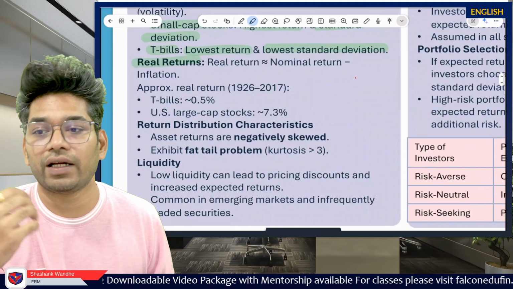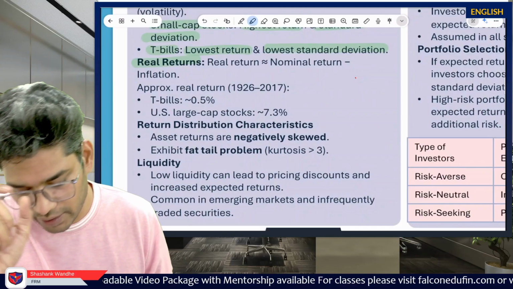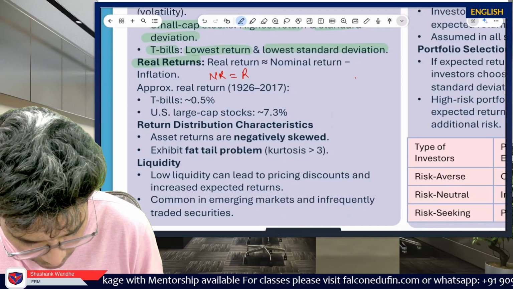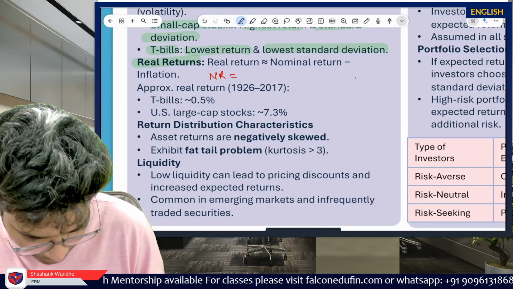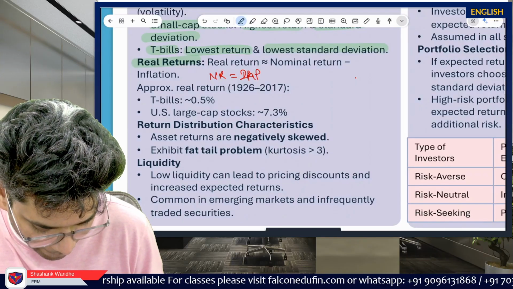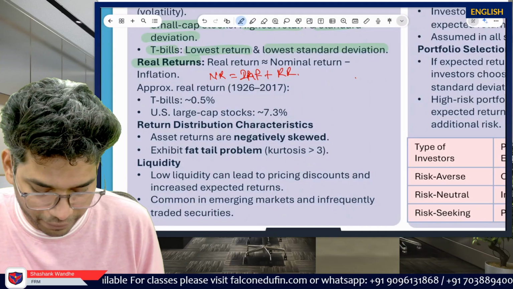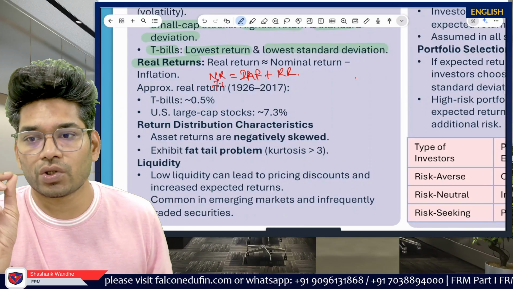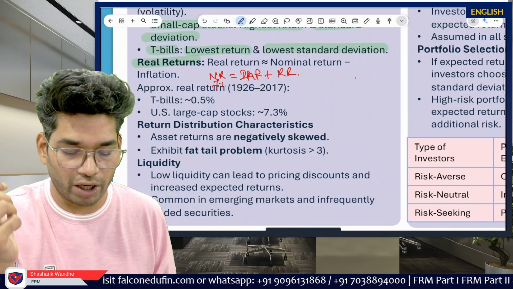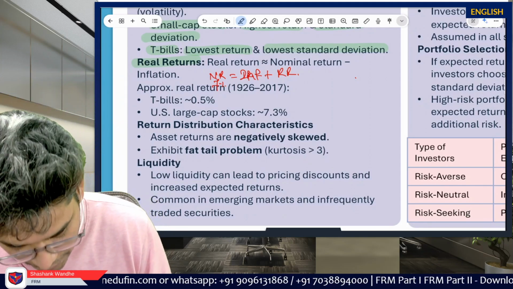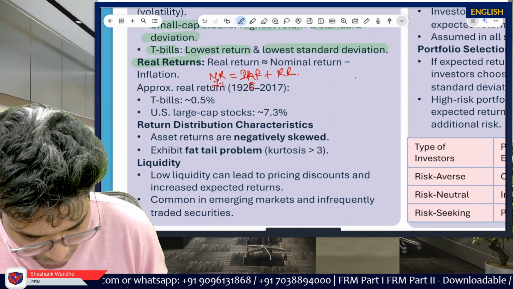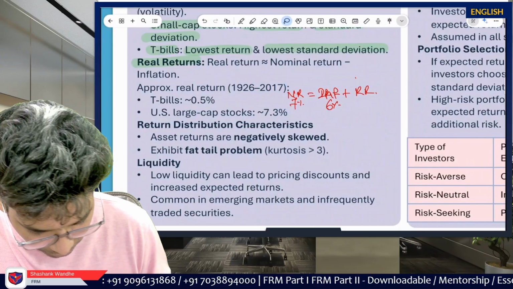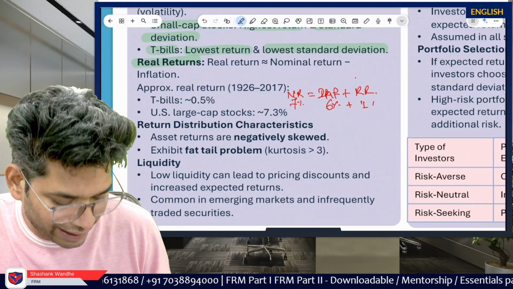Next concept is about the real return. Real return is equal to the nominal return minus the inflation. You can restructure this equation into nominal return is equal to the expected inflation plus real return. So let's say the bank offers you 7% return on a fixed deposit or CD. This 7% offered to you is the nominal return and not the real return. Let's say in this period the inflation is 6%. So your real return is equal to 1%.